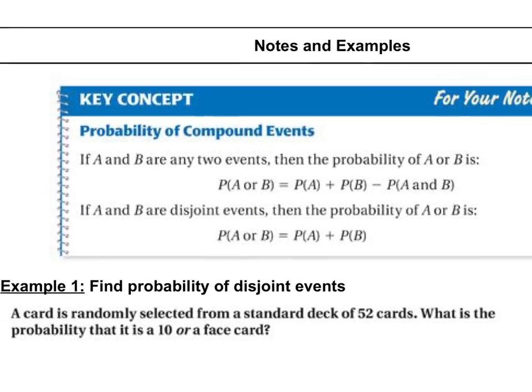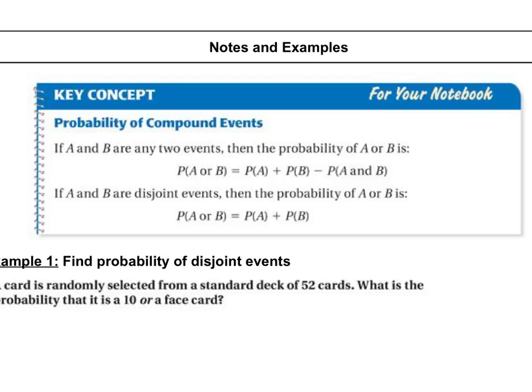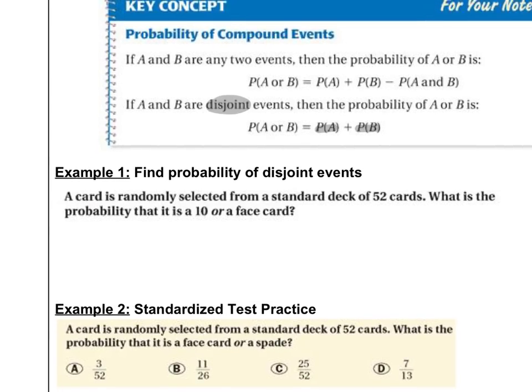So, anytime we're finding the probability of compound events, we have two equations. The first one: if A and B are any two events, then the probability of A or B is the probability of A plus the probability of B minus the probability of A and B. And if we're talking strictly disjoint, two events that have nothing to do with each other, it's just the probability of A plus the probability of B. We're going to put both of those into action here today as we try to solve some of these problems.